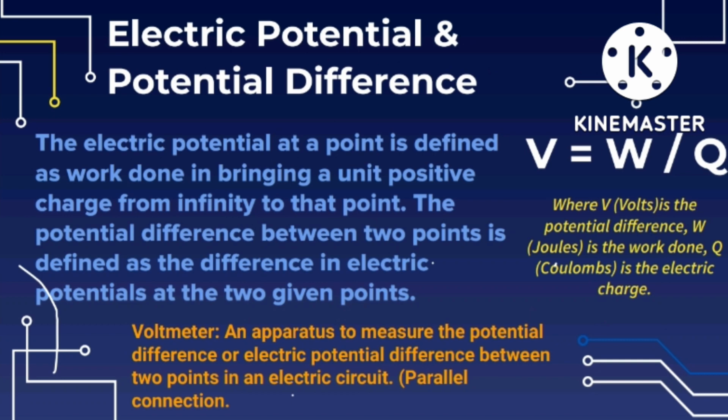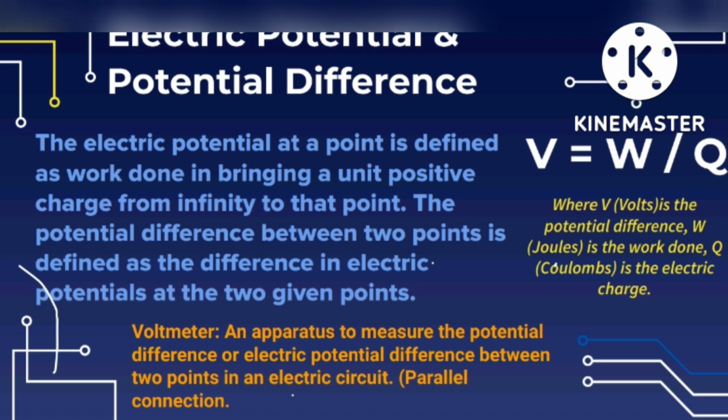Alright, so let's see what is an electric potential and electric potential difference. Alright, so what's an electric potential? The electric potential is the work done in bringing one unit positive charge from infinity to that point. So the amount of energy used or the amount of work done on one unit of positive charge in bringing it from infinity to that particular point is the electric potential.